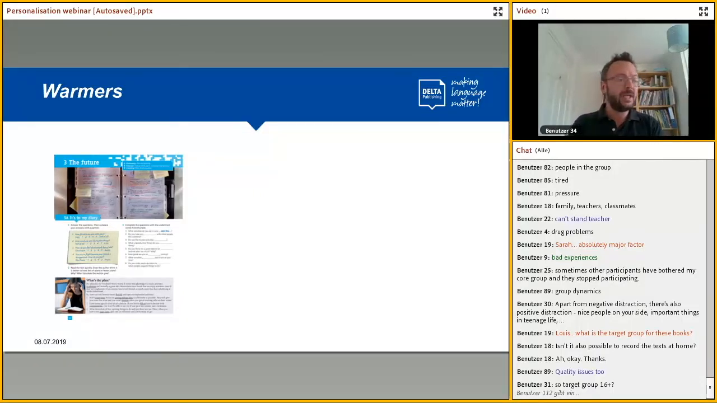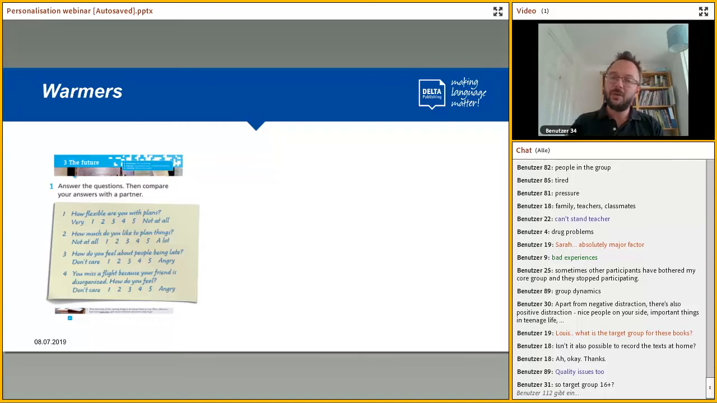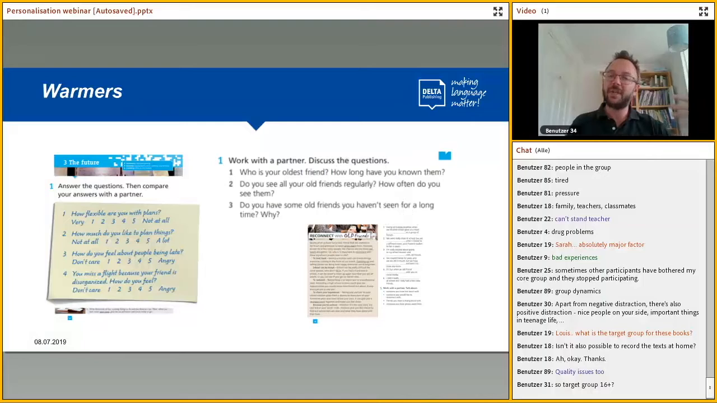For example, here's a page from the intermediate book where the topic is looking at, or the language focus is on grammar, phrases related to time for the vocabulary. And the warmer here is getting to score yourself on these different statements. So how flexible are you with plans? How much do you like to plan things? How do you feel about people being late? You miss a flight because your friend is disorganized. How do you feel? And getting them to put scores from don't care to angry on each of these, and sharing their sort of feelings with each other about those.